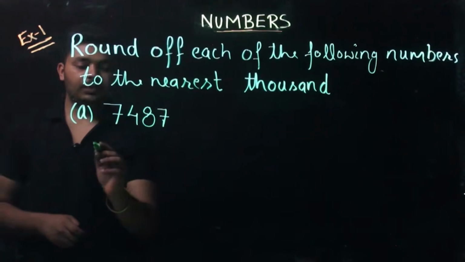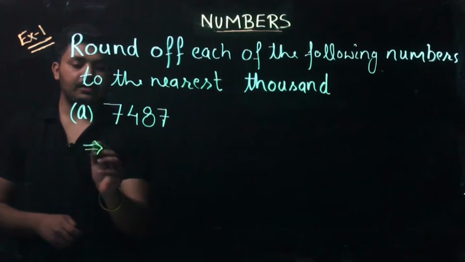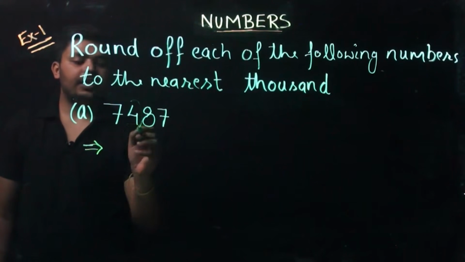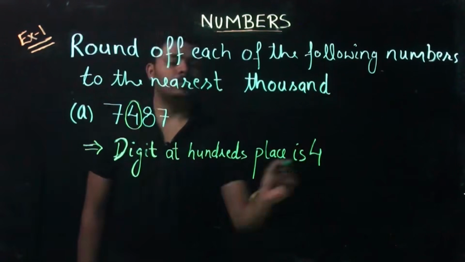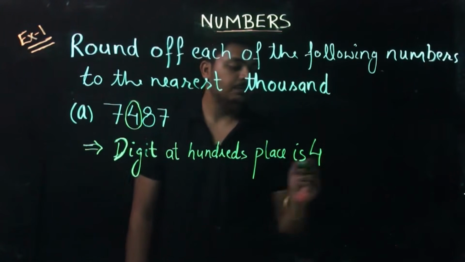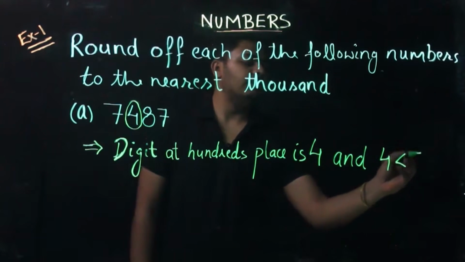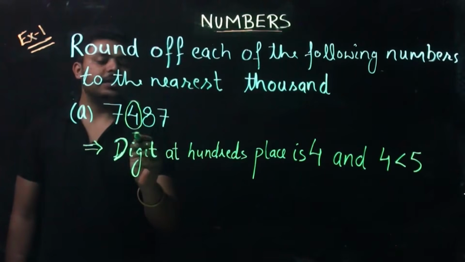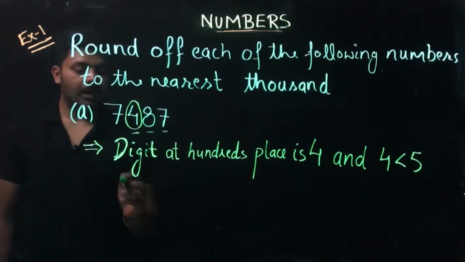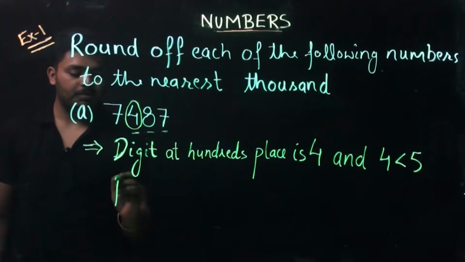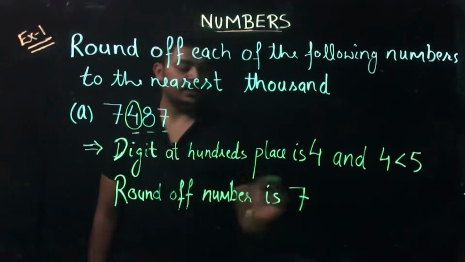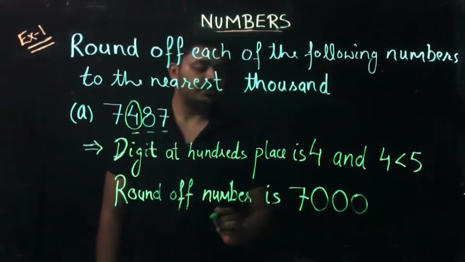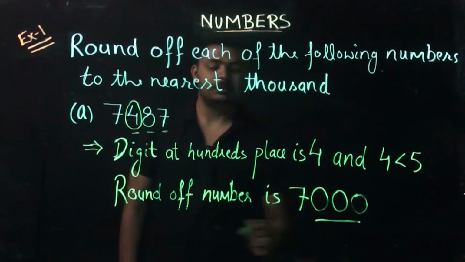So now start with our first example, that is part A, 7487. In this, the digit at hundreds place is 4, and 4 is less than 5. So since 4 is less than 5, we need to replace the digits at hundreds, tens and ones place by 0. So our rounded number becomes 7, then the digit at hundreds place replaced by 0, and tens place and ones place also with 0. So our rounded number is 7000.